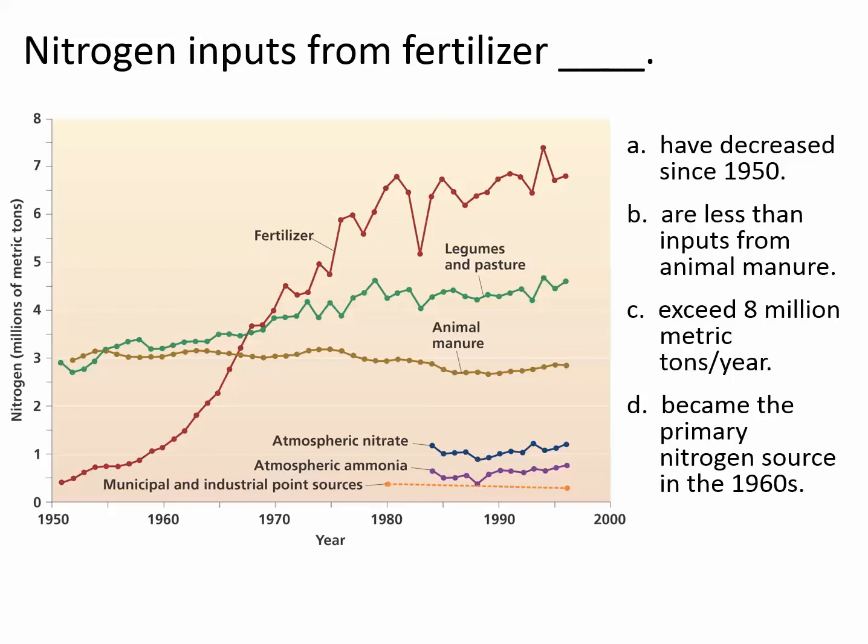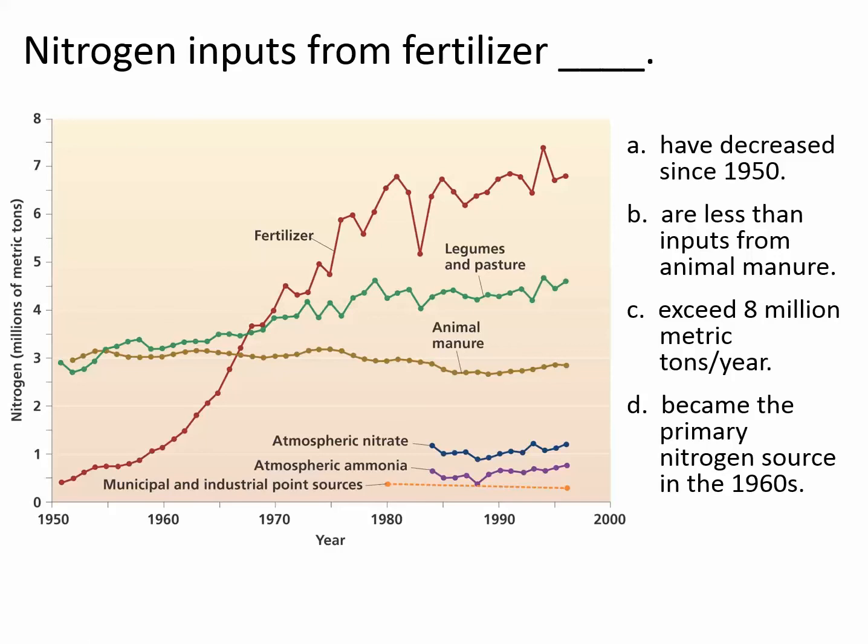So, brilliant. Animal manure is also added to soil to provide fertilizer. Manure is super high in nitrogen. And so, which of these is true? A, B, C, or D? This is just an exercise in reading the graph. Go ahead and hit pause and see if you can figure out the correct answer.